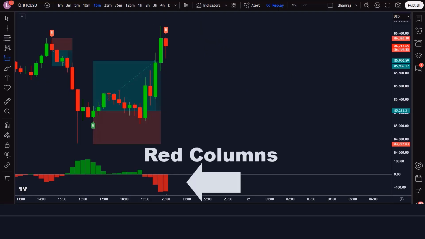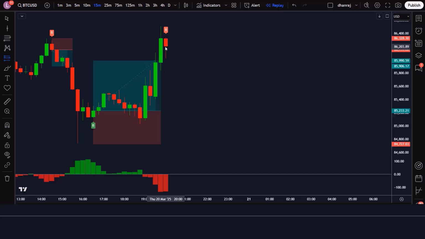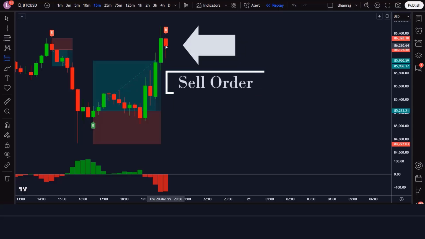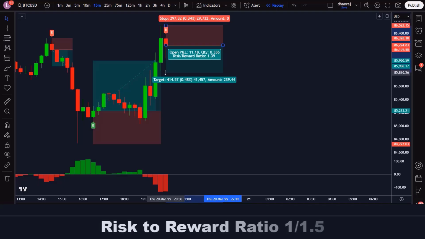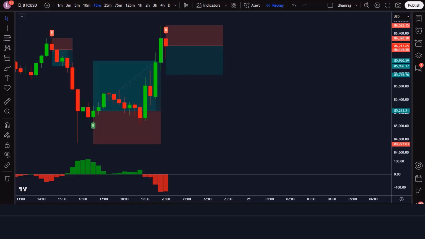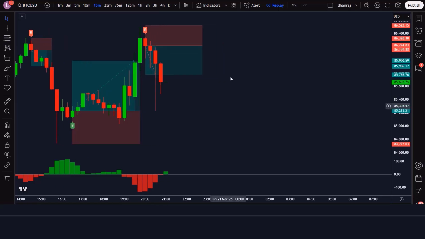Here the Absolute Price Oscillator red comes. Here the market has made a bearish candle to give confirmation. So all our conditions are being fulfilled, so we are placing an order to sell. Our stop loss is to be placed at the previous high of the market. And the risk to reward ratio will be 1:1.5. Let's see what happens to our trade. We have won this trade. Let's find the next trade.